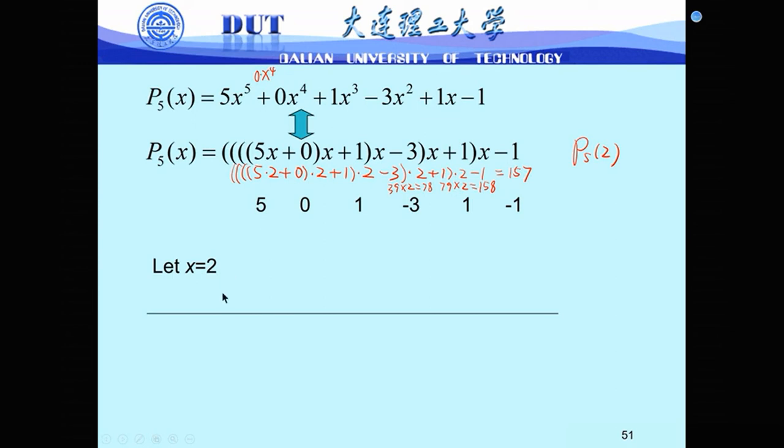Don't worry about it. Now, I show you slowly. Firstly, we use 5. This 5 multiply this 2, right? So it is 10. Then, use 10 plus 0. We obtain also 10. Again, multiply 2 to get 20. Then 20 plus 1 equals 21. Again, multiply 2, so it is 42, right? 42 minus 3, then we obtain 39. Again, multiply 2 equals 78. 78 plus 1, then we obtain 79. Multiply 2, we obtain 158. At last, minus 1, then we obtain 157. It's okay? Clear?